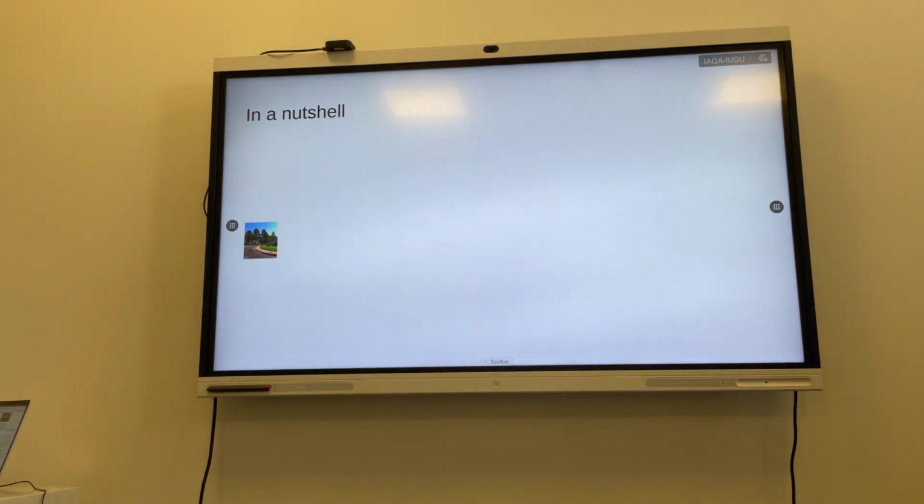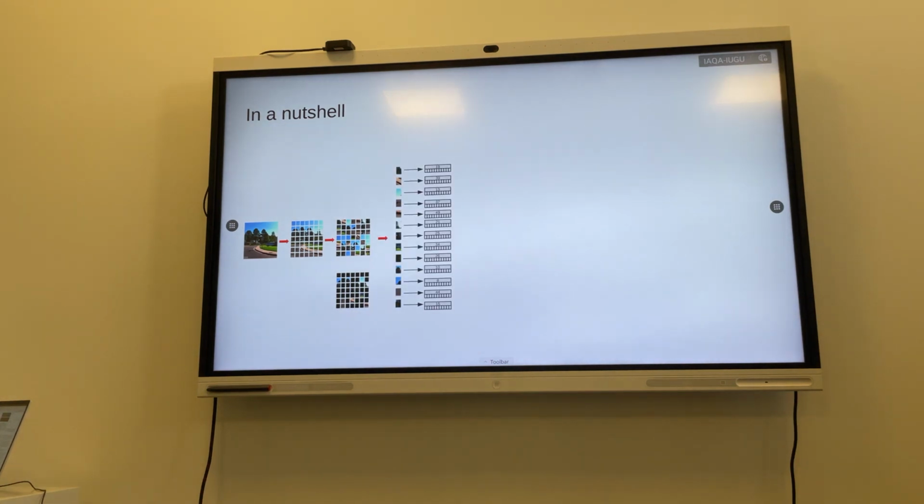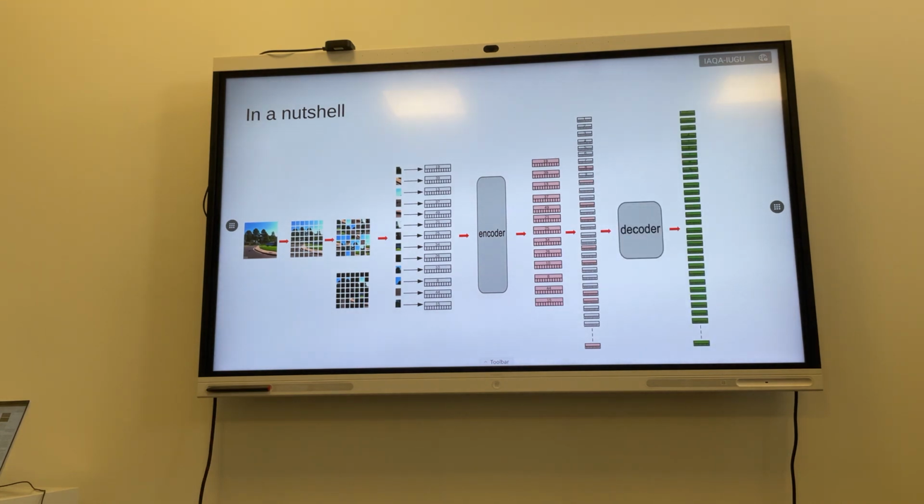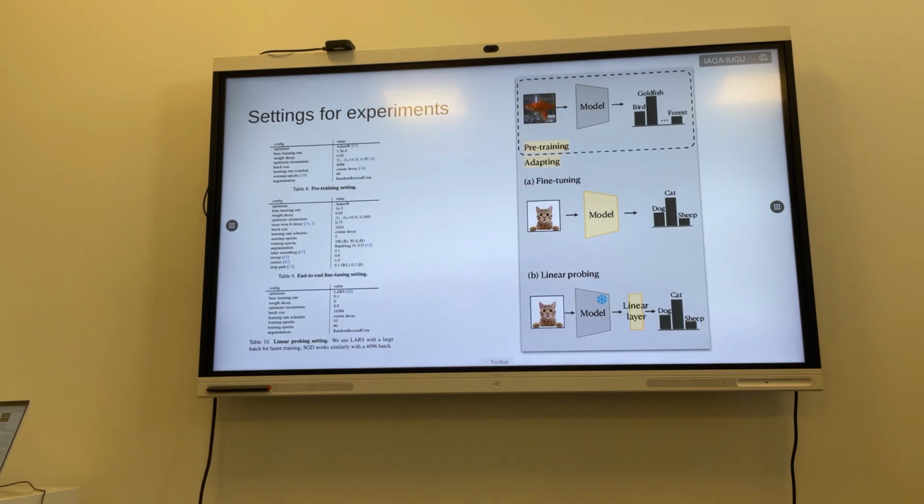And in a nutshell, what happens is we take an image, break it into patches and then shuffle them, mask a certain percentage, only feed the unmasked tokens into the encoder, and then we get the encoder output. Into the encoder output we unshuffle them and insert the mask tokens and then feed it to the decoder and get a pixel level prediction for each patch.